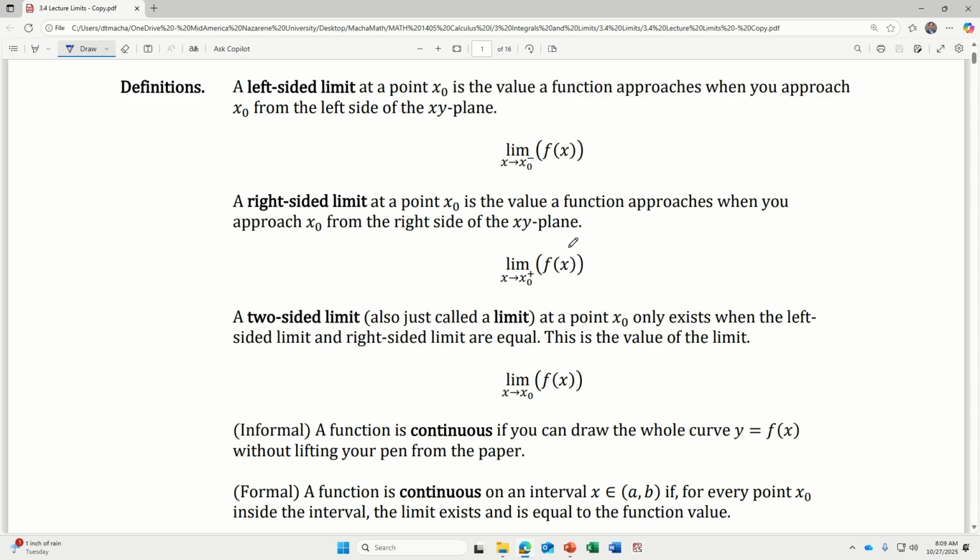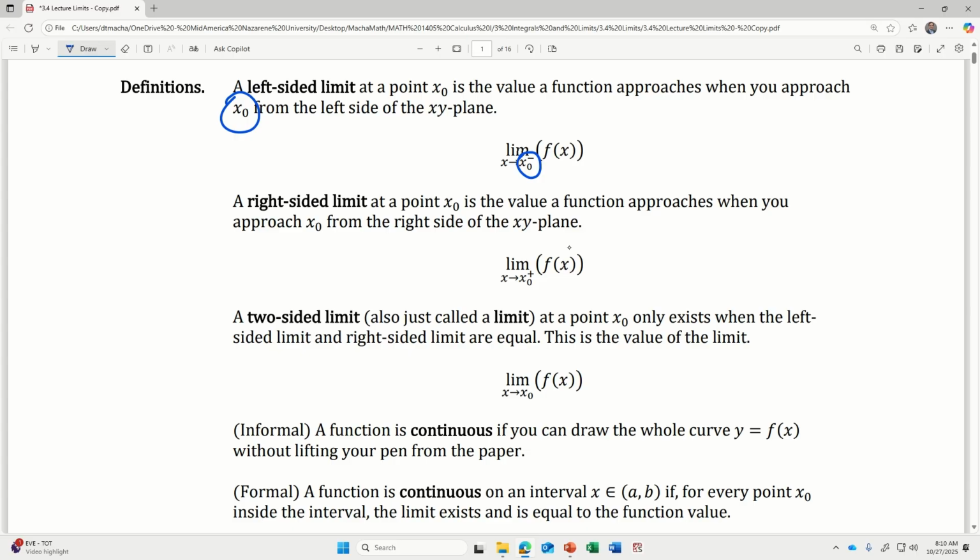A left-sided limit, and by the way, all of these definitions are going to sound kind of crazy abstract, but when you actually see examples of this, it's not going to be too difficult at all, I think, to understand. But a left-sided limit, think about a number line. A left-sided limit is the value that a function approaches when you approach the limit point, I'm using this little x0 to represent my limit point here, from the left side of the xy plane.